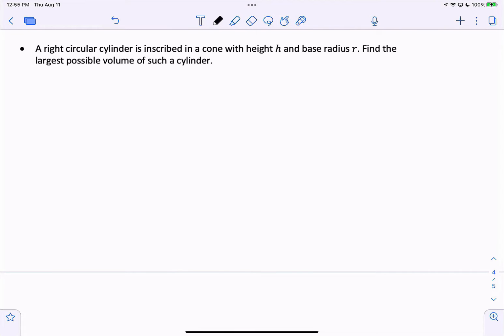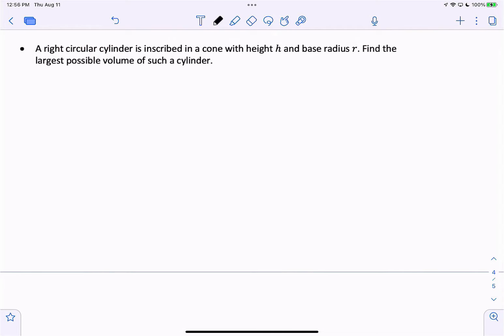Now we have another geometrical situation. A right circular cylinder is inscribed in a cone with height h and base radius r. Find the largest possible volume of such a cylinder. When we're told that the height is h and the radius is r, then I'm expecting to see probably both h and r in my answer.